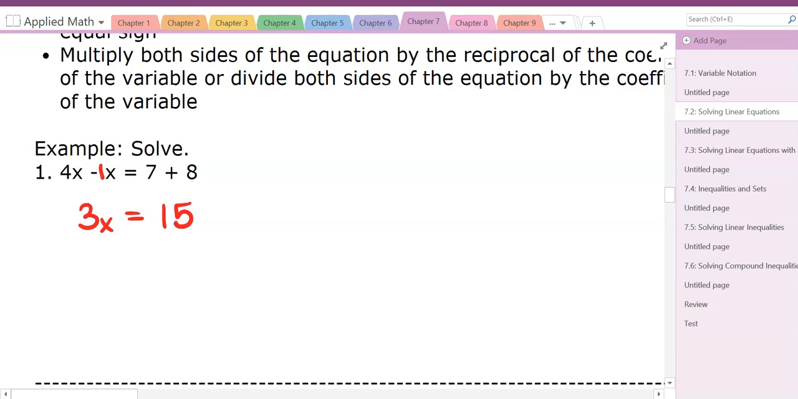How would you guys solve for x now? Divide both sides by 3. So we get x equals 5.